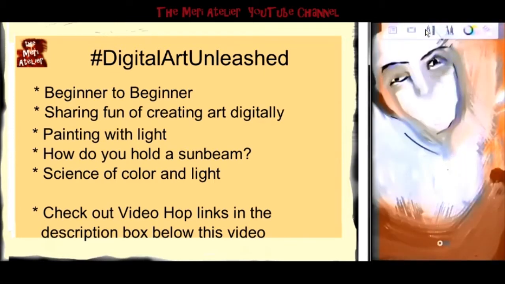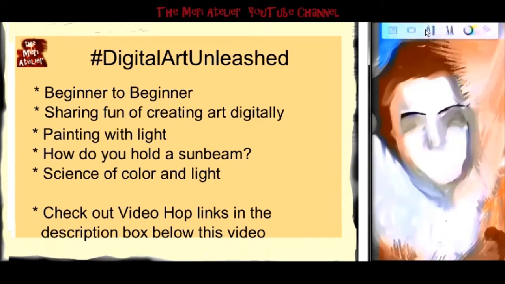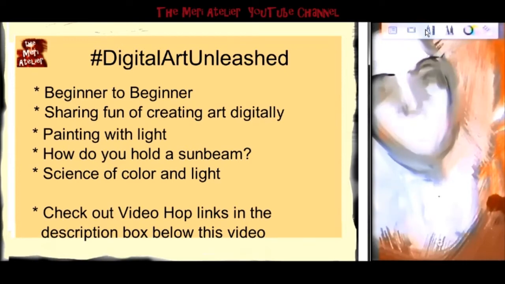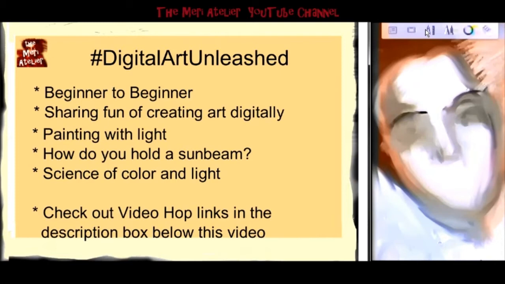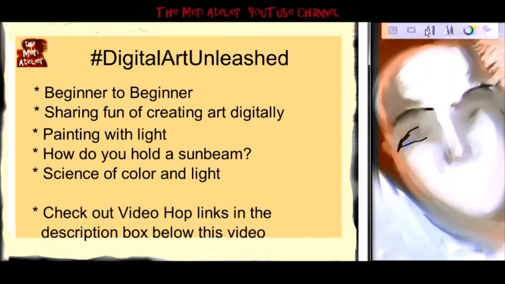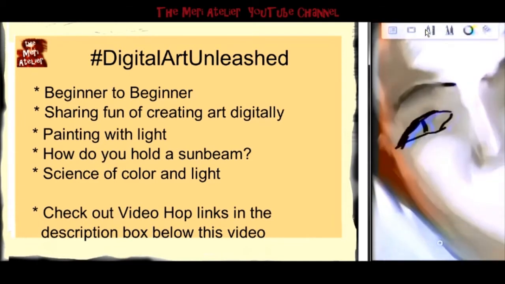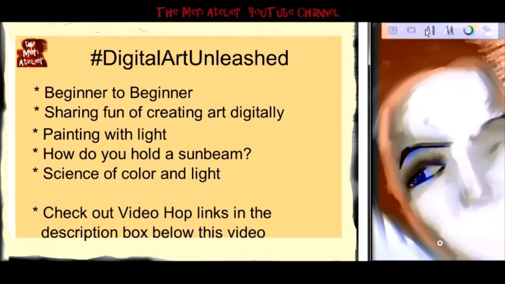So I have a question. How do you hold a sunbeam, a ray of light? Even a cursory study of the science of color is so fascinating to me. We see different colors because of the way that physical objects reflect light. I find the relationship between light and the physical world very intriguing.